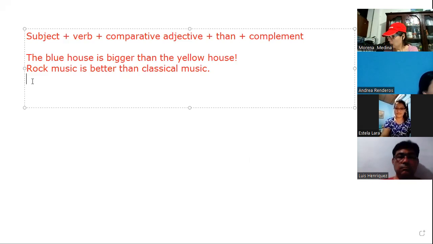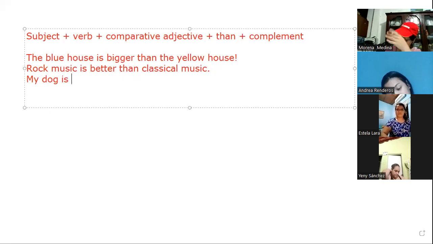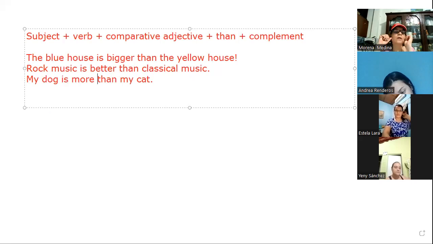Luis Enrique está ahí listo, diciendo, yo, teacher, yo me lanzo. Yes, teacher. My dog is amazing. Okay. My dog is more than my cat. ¿Así estamos bien? No. What do we change?